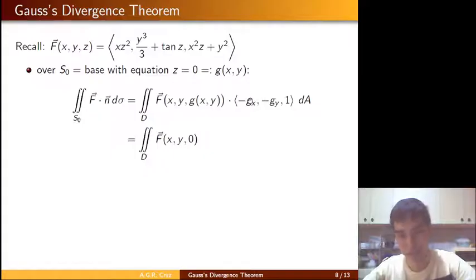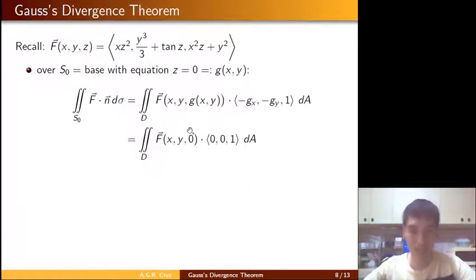Both of its partial derivatives, therefore, will be equal to 0. So, this is 0, this is 0. So, this vector will become 0, 0, 1. Okay, and then let's now express this in vector form. So, the z component here is 0. So, your z here is equal to 0.